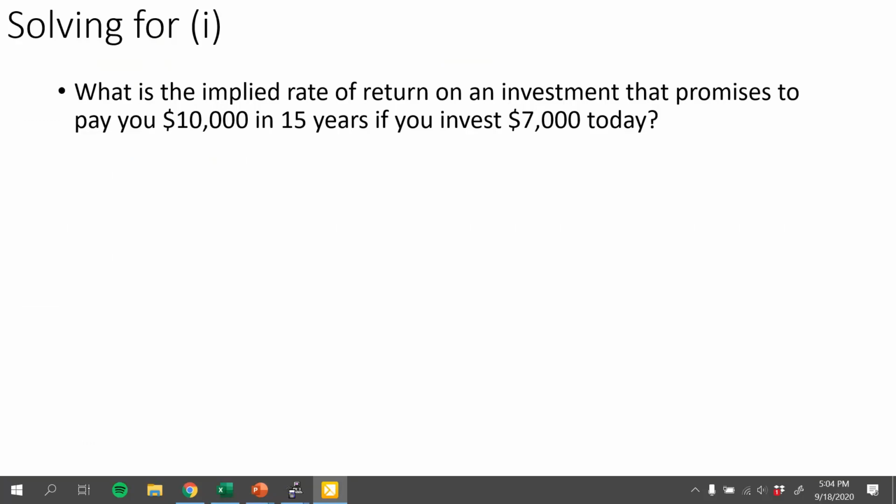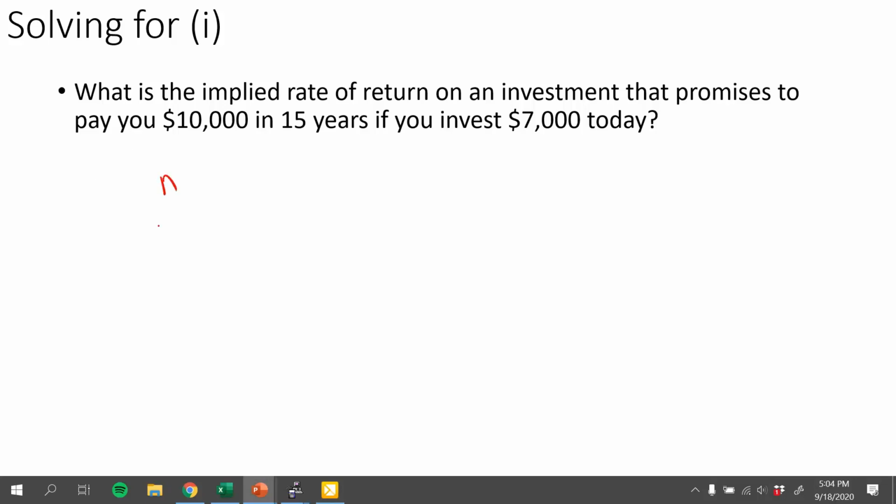Next, we're going to find an interest rate. We're going to solve for I. And so that's really useful when we're trying to find an implied rate of return on investment. So let's do that here. So what's the implied rate of return on an investment that promises to pay you $10,000 in 15 years if you invest $7,000 today? So as always, I'll write my chart.